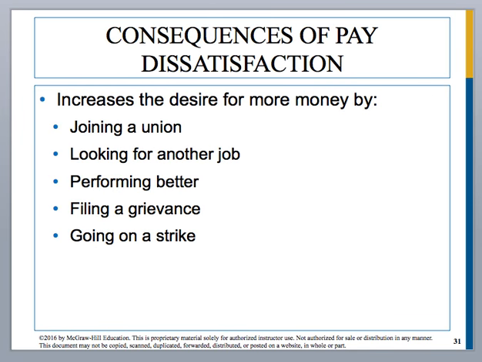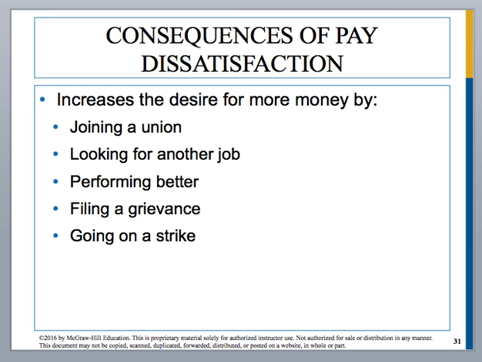So there are some consequences of pay dissatisfaction. It increases the desire for more money by joining a union. That's usually one of the first things, that you want to join a union, because you need a source, a force, an entity that can fight and speak on your behalf. Looking for another job is usually what happens. You start seeing people putting their resumes up. They should be working, but instead they're scheduling job interviews.